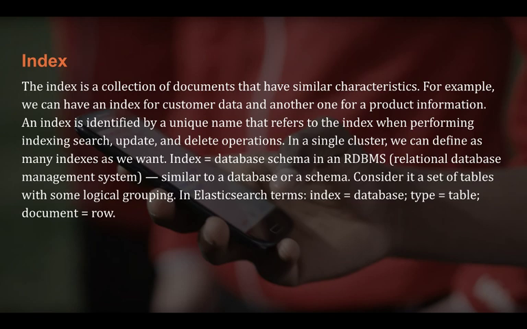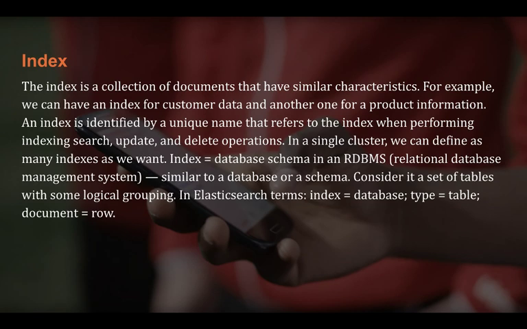So as we have seen on our previous slide, we have index on Elasticsearch. So what exactly is an index? The index is a collection of documents that have similar characteristics. For example, we can have an index of customer data and another one for product information. An index is identified by a unique name that refers to the index when performing indexing, search, update and delete operations. In a single cluster, we can define as many indexes as we want.